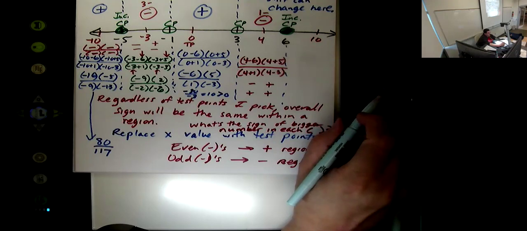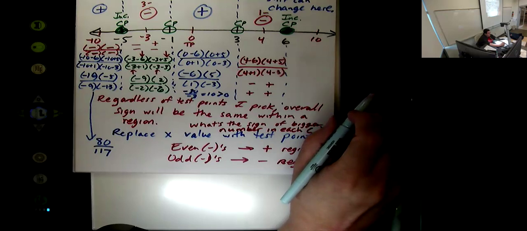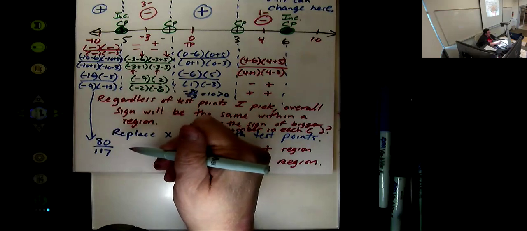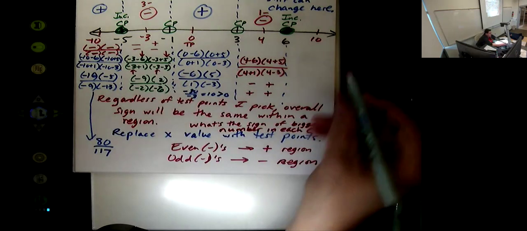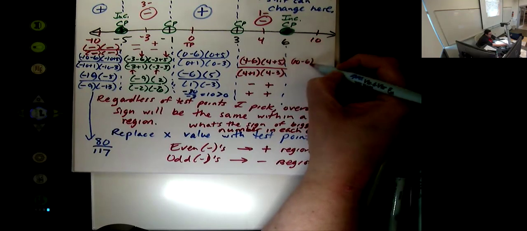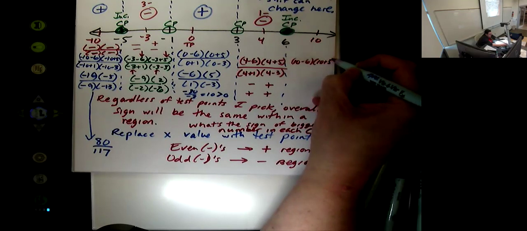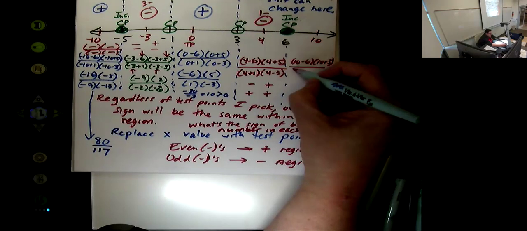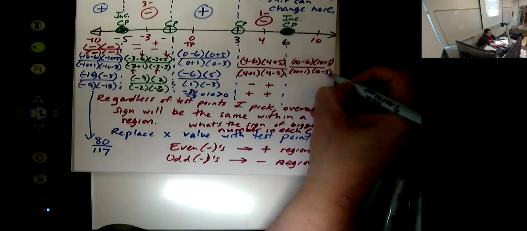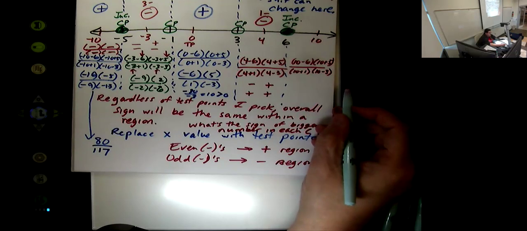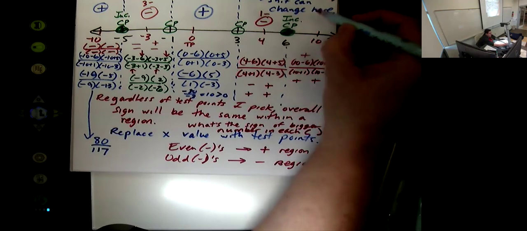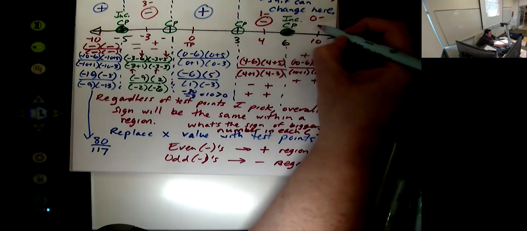Again, if you don't like this, you can always multiply everything out, figure out what the number is, and decide if it's positive or negative. Here, if I plug in 10, 10 is bigger than all the numbers. So every single one of these parentheses is positive. Positive, positive, positive, positive. No negatives, so it's a positive region.